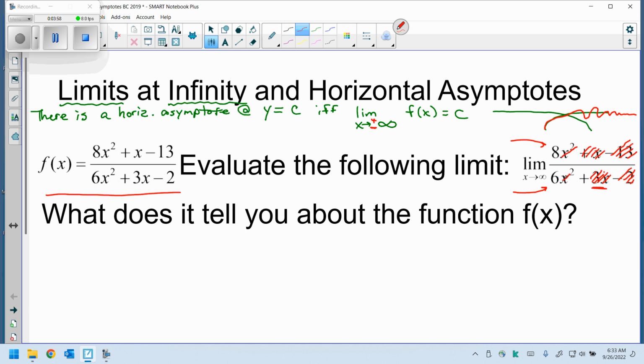And so what does this tell you about the function f of x? f of x has a horizontal asymptote at y equals 4/3.